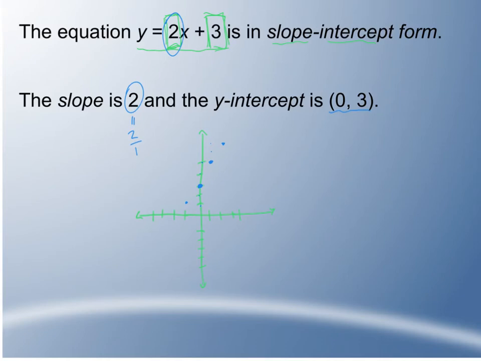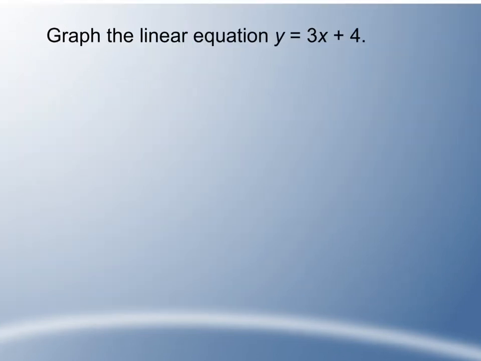And wow, I kind of missed my points. Luckily, I have an undo button. That's much better. And we play connect the dots, draw a nice line through our points, adding arrows, and my equation. There we go. Let's do one more example where we graph a linear equation.